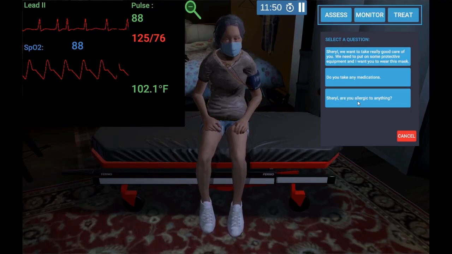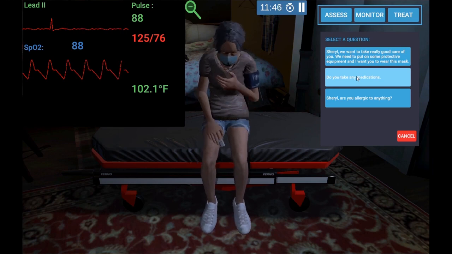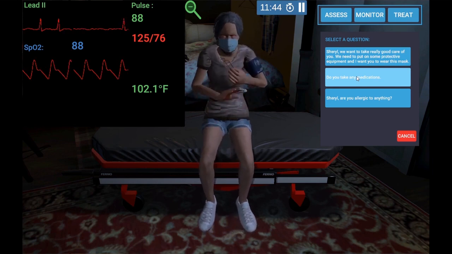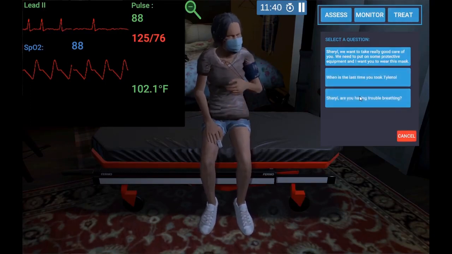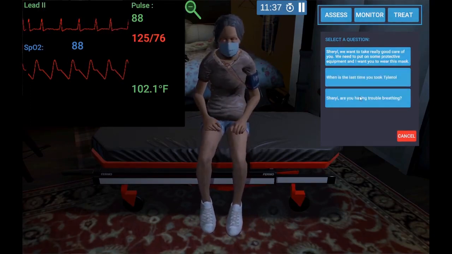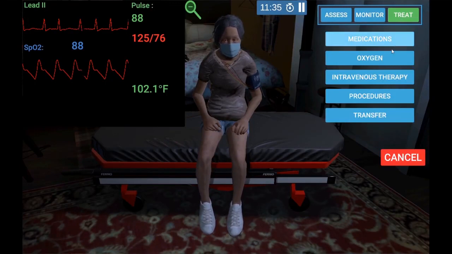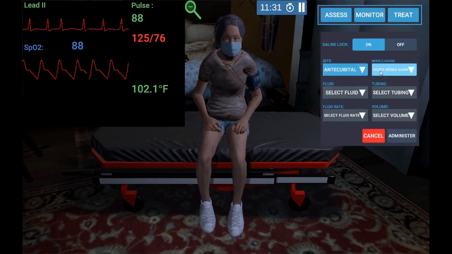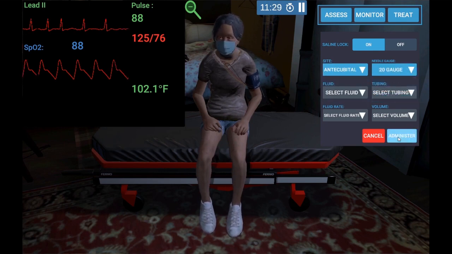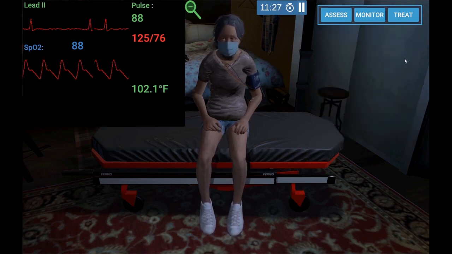Do you take any medications? is asked. "Glucotrol and Prozac." And Cheryl, are you allergic to anything? "No." Finally, when was the last time you took Tylenol? "Just before I called 911." The user makes a decision to start an IV and proceeds to make administration choices in the IV menu.